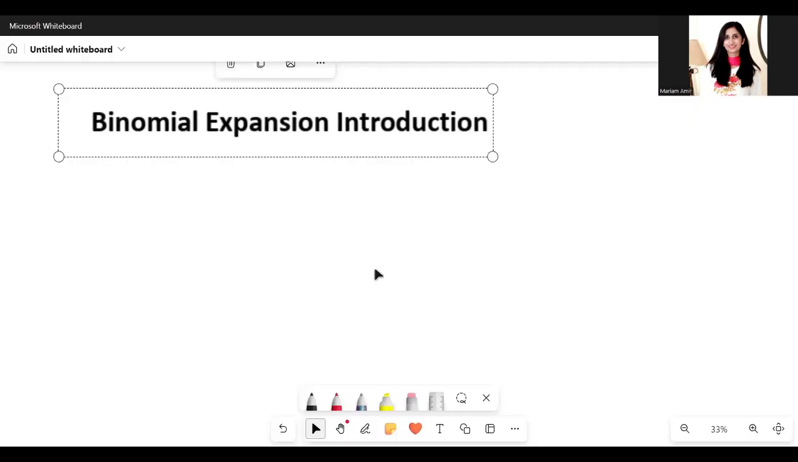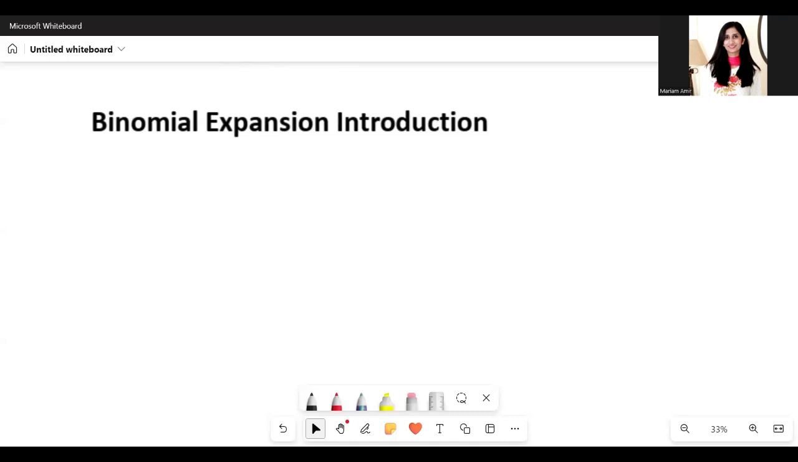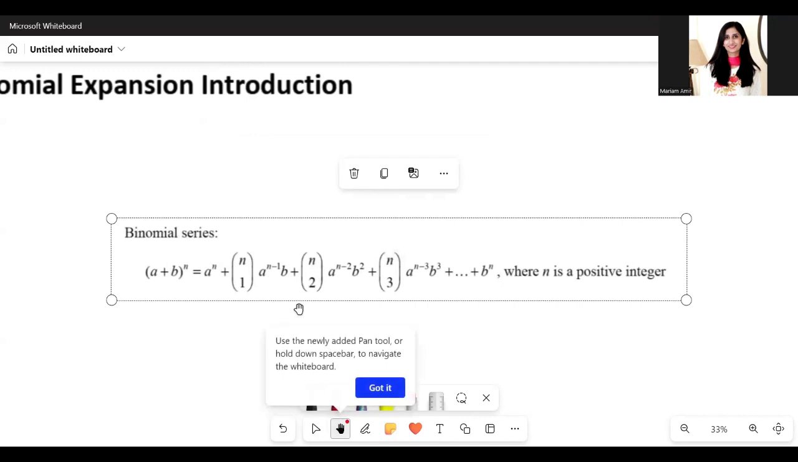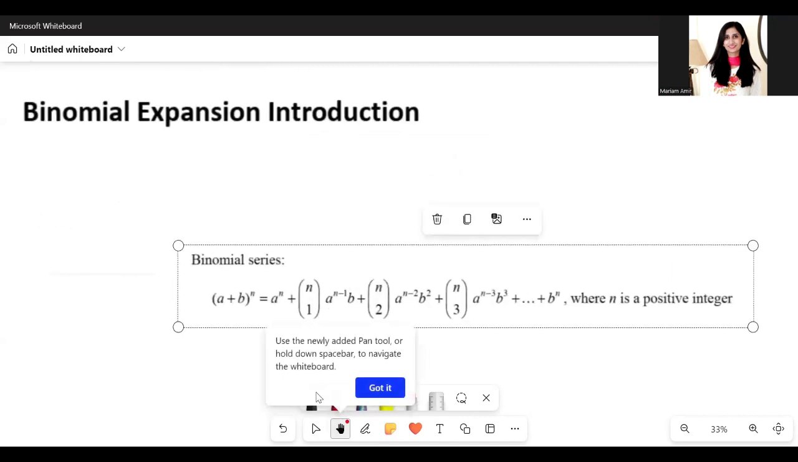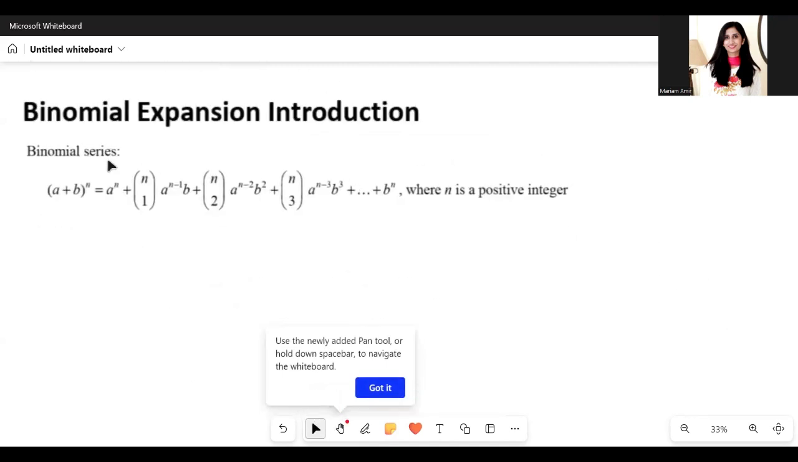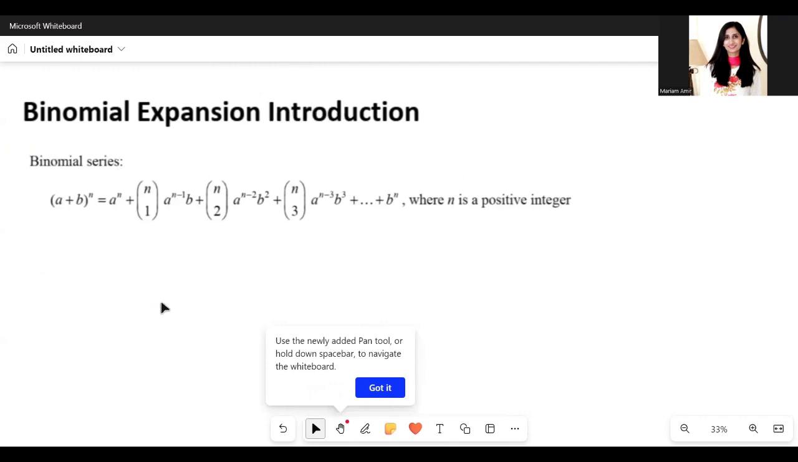Assalamu alaikum, everyone. We're going to quickly go through the introduction of the topic binomial expansion. We need to know these concepts before we can start the past paper question on the same topic. Okay, so here's the formula for binomial expansion. Let's try to understand it using an example.